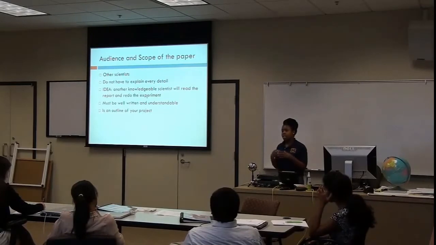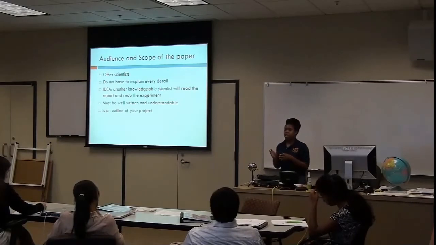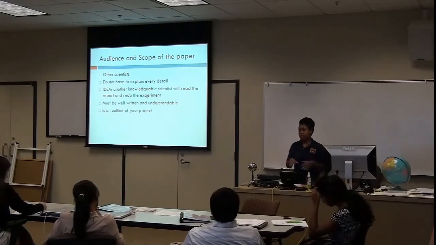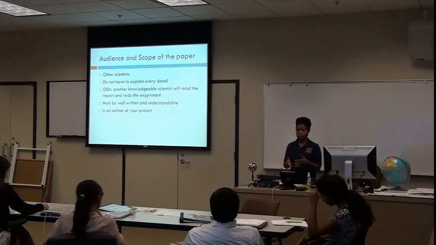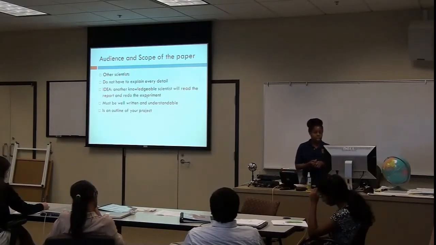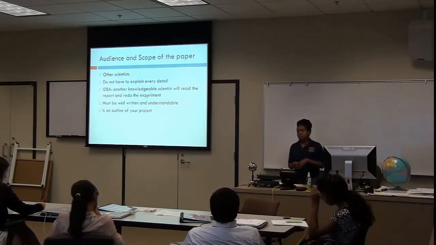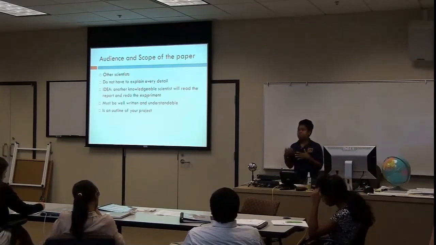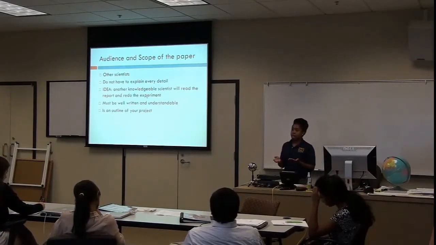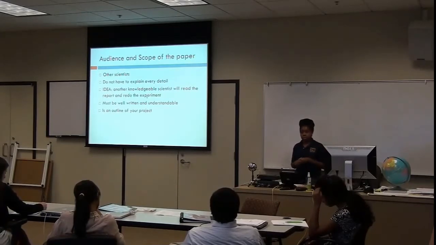You have to write just enough to be understood, but not to the point where you're driving the point into the person's head as if they don't know what you're talking about. They want to know what you're talking about. Okay? Alright. So the idea is another knowledgeable scientist will be able to read and redo your experiment. So that means that you have to be detailed enough for them to read it and use your paper as the procedures, if you will. Okay? It must be well written and understandable.